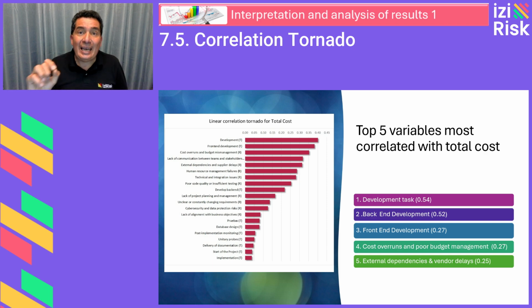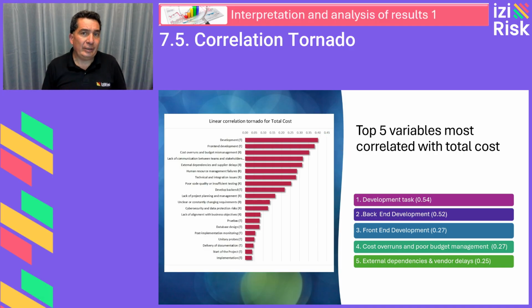They are the main impact factor. Number 2, back-end development, 0.52 as a correlation coefficient. It's a very strong correlation. Any deviation at this stage directly affects the overall budget. Number 3, front-end development with a correlation coefficient of 0.27. Still influential, though to a lesser degree.